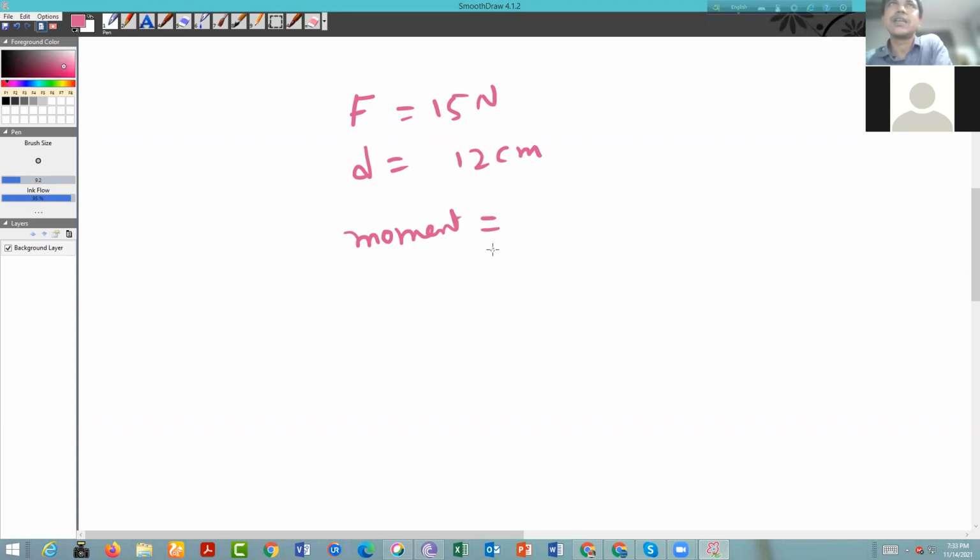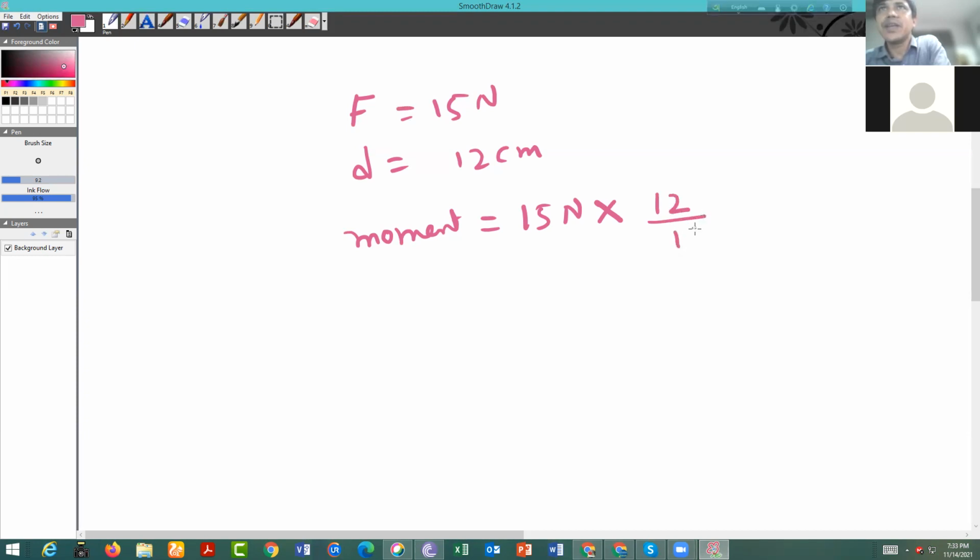No. Force is 15 Newton. Then multiply. And we know the distance must be calculated in what? In meters. So how many centimeters is 1 meter? 10. That means 12 divided by 10 meter, right? Yes. So if distance is given in any other unit than the meter, you must convert it to the meter. Remember this one.